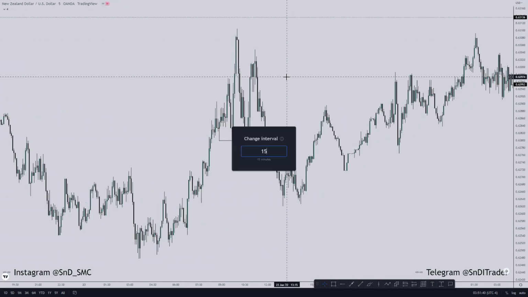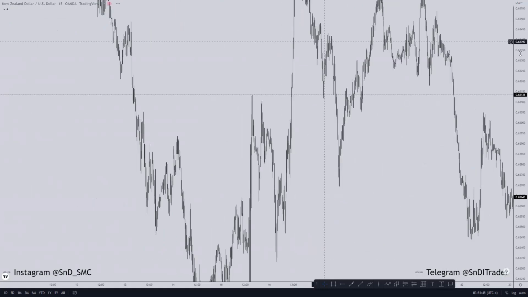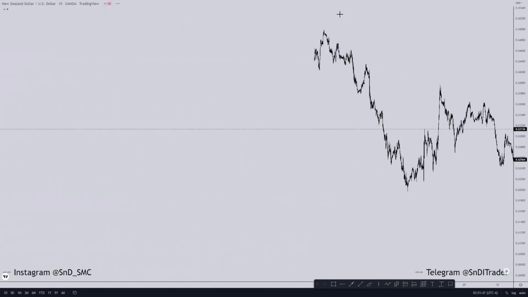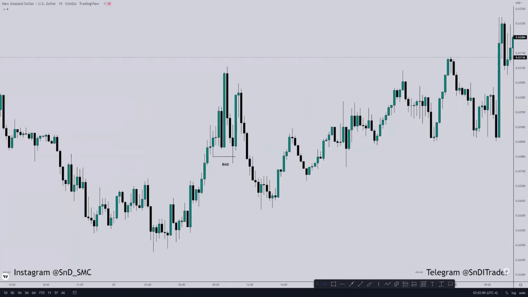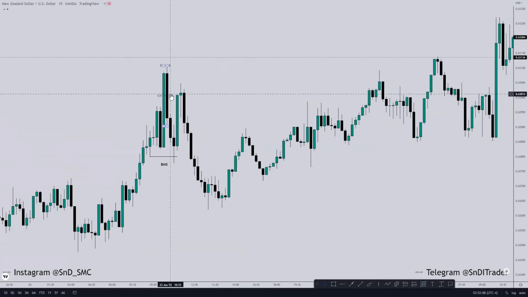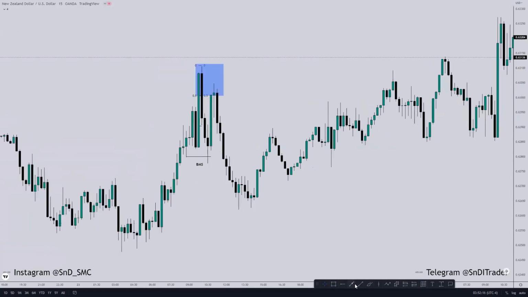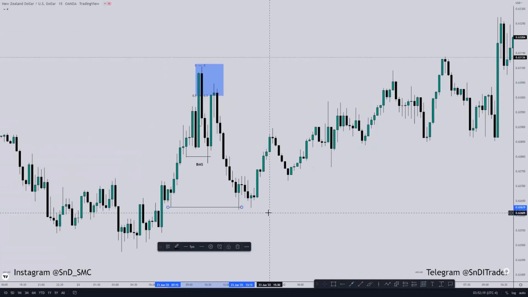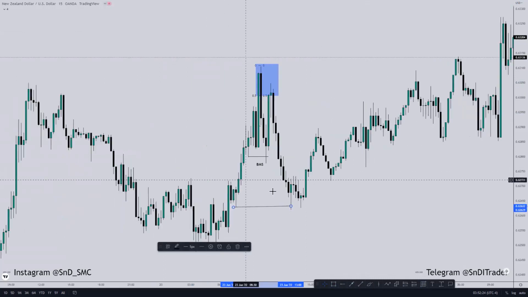Price came back again, mitigated just above the premium zone of the swing, above 50%, and sold from there, targeting the liquidity down there. That is how these things work. So this can be a BMS as well.